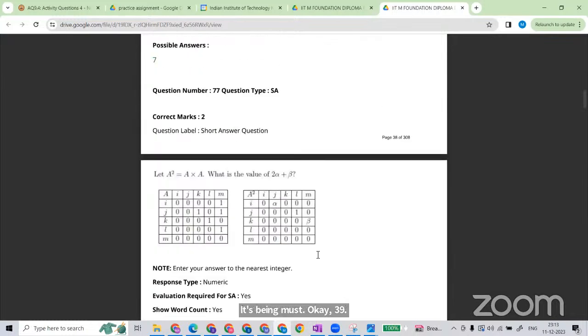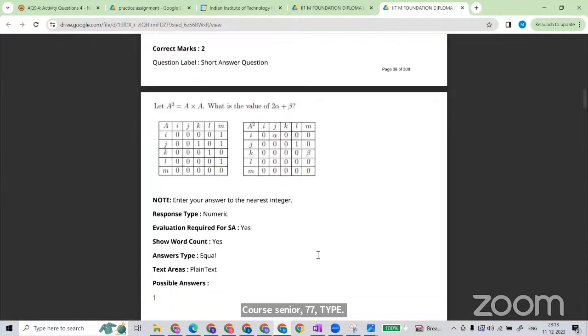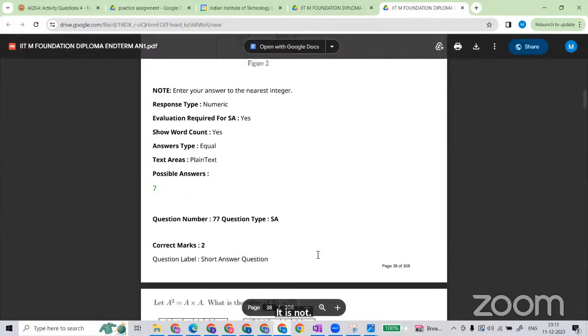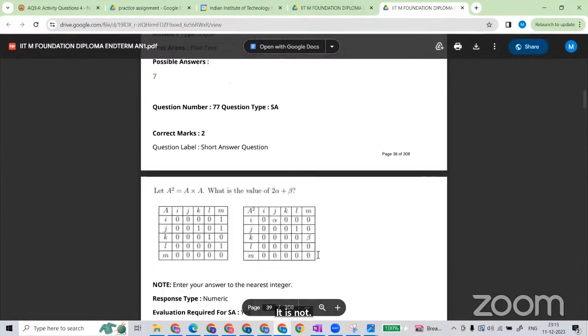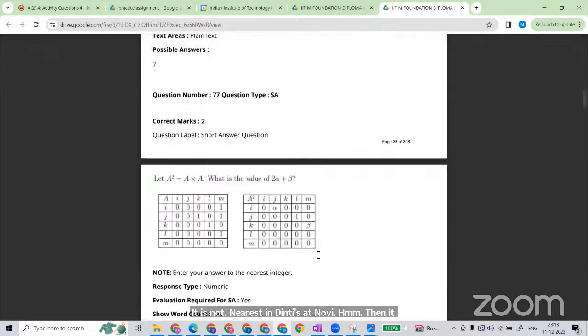Question number 77, type essay. It is normal. Enter your nearest integer. What I was thinking, yeah, it is a normal multiplication. Then yes, sir. I just don't get the logic.